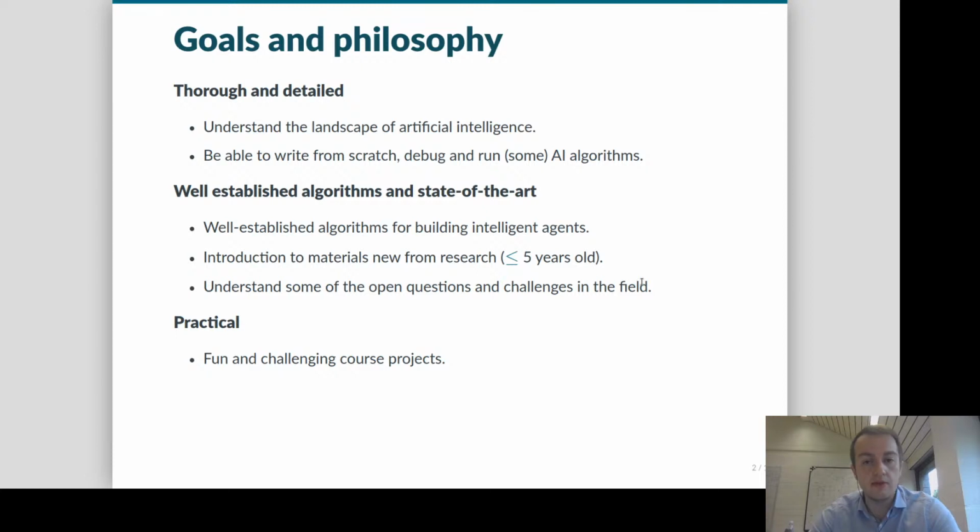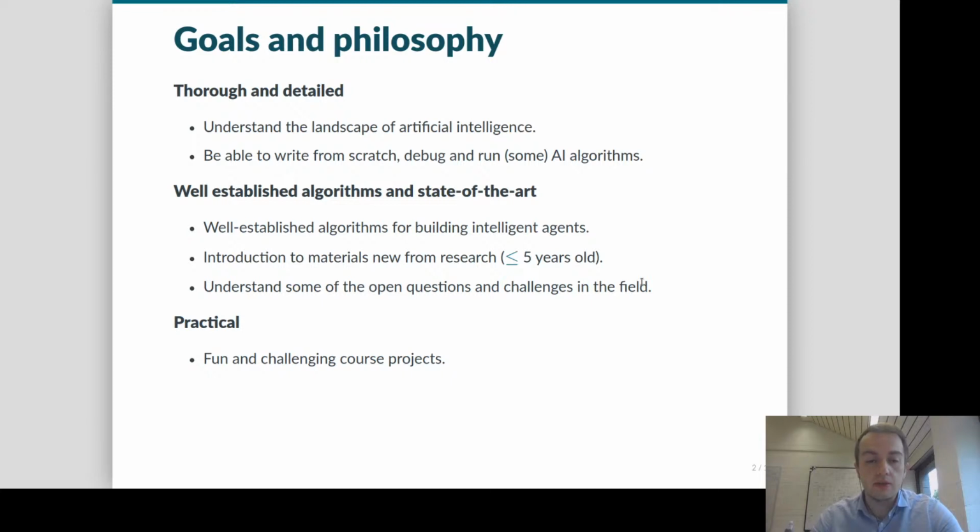In terms of content, I could say that this course is like a modernized version of what is known as good old-fashioned artificial intelligence, which goes from the 50s up to now, to 2020. So we'll not focus only on the most recent methods, we'll also cover some older ones. The content will mix well-established algorithms for building intelligent agents, but will also include, I will try to introduce you to materials that are really recent and new from research. So basically not older than 5 years old.